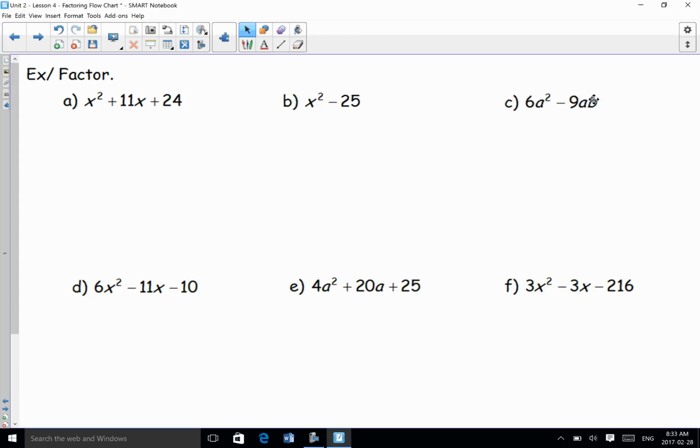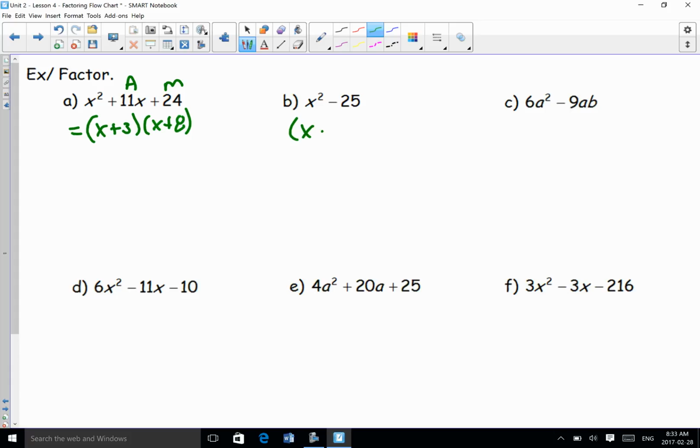Okay, so this first one's a simple trinomial. We want to multiply to 24. We want to add to 11. Numbers that do that are 3 and 8. So x plus 3, x plus 8. Done. Second one's a difference of squares. There's two terms. There's a minus sign in the middle. That means I can square root them. X minus 5, x plus 5.